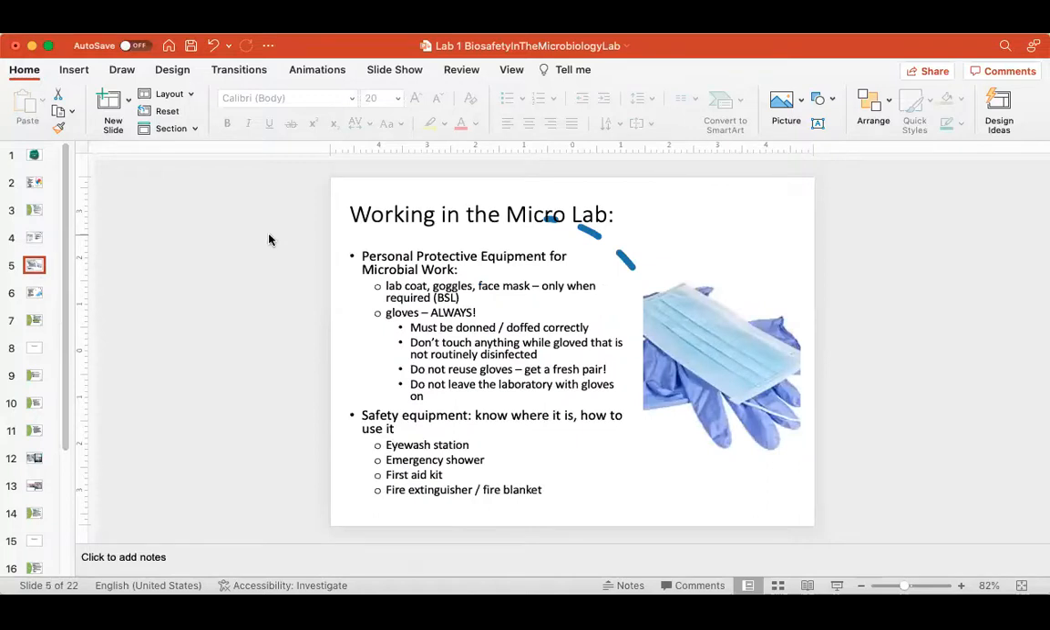Now, when it comes to PPE or personal protective equipment in the microbiology lab, it varies tremendously from lab to lab. Like I said, some laboratory spaces will ask you to wear a lab coat when you're at work, but some don't. Some places require workers to wear goggles or face masks, but generally only when it's especially hazardous. In other words, you're working with particularly hazardous microbes. And we'll be talking about this BSL designation in just a minute. The one thing that you will always be asked to wear in a microbiology laboratory is gloves, always. We don't handle microbes with bare hands.